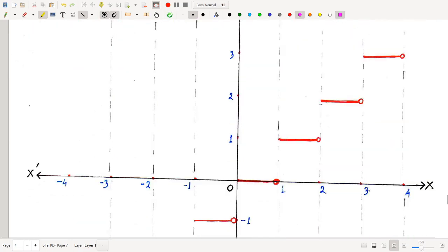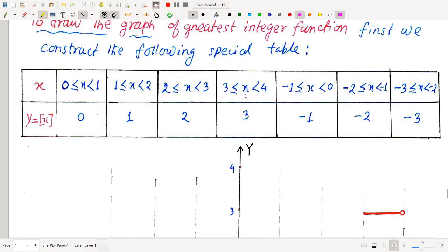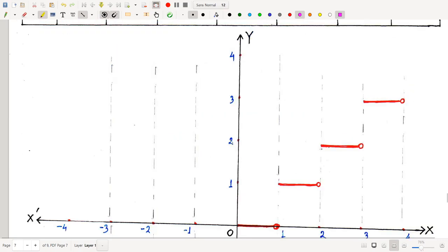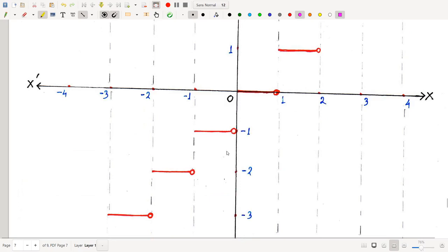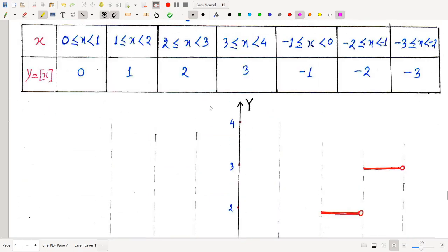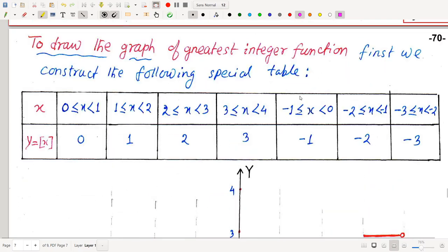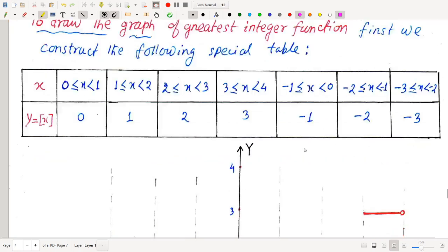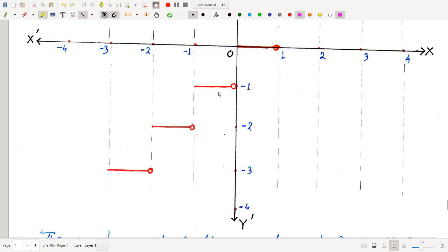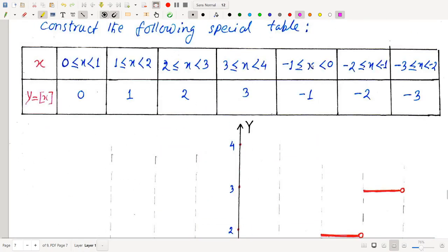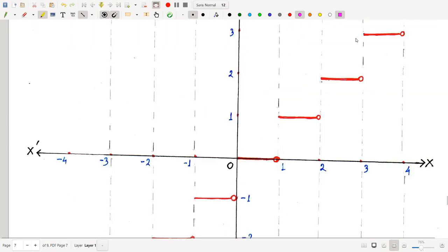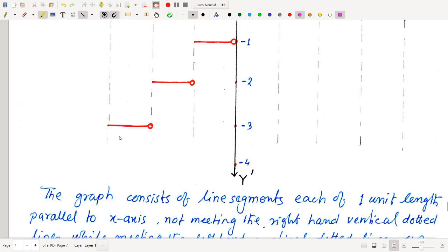When x lies between 3 and 4, y is always 3. So 1, 2, 3. So this is the portion of straight line here. Similarly, when x lies between 0 and -1, excluding 0 of course, y is -1. So this is the -1 portion. Similarly, when x lies between -1 and -2, excluding -1, y is always -2. So this is -2. Similarly, this is -3.